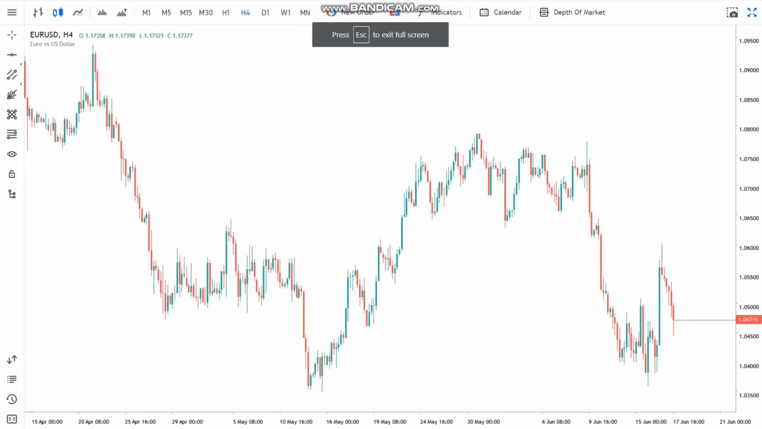So guys, this is my platform. I've first chosen the most traded currency pair, which is the EUR/USD. So I'm going to be teaching you regular divergence. Regular divergence, let me show you how it first looks.